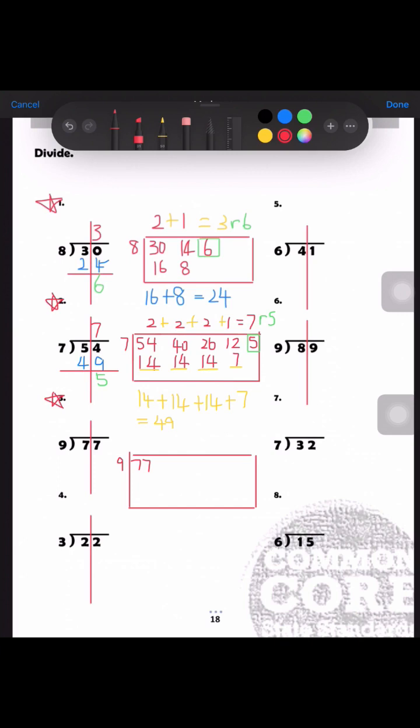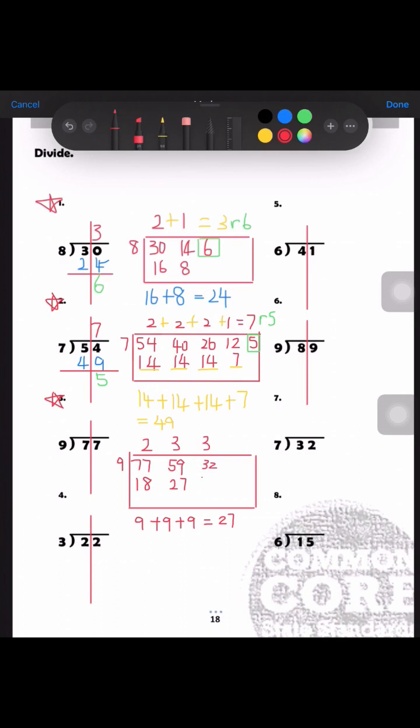Next question, 77 divided by 9. Okay, so we can get two groups of 9 from 77. So two groups of 9 is 18. So 77 minus 18 equals 59. So how many groups of 9 can we get from 59? We know that 9 plus 9 plus 9 equals 27. So we can get 3 groups of 9 from 59. So 59 minus 27 equals 32.